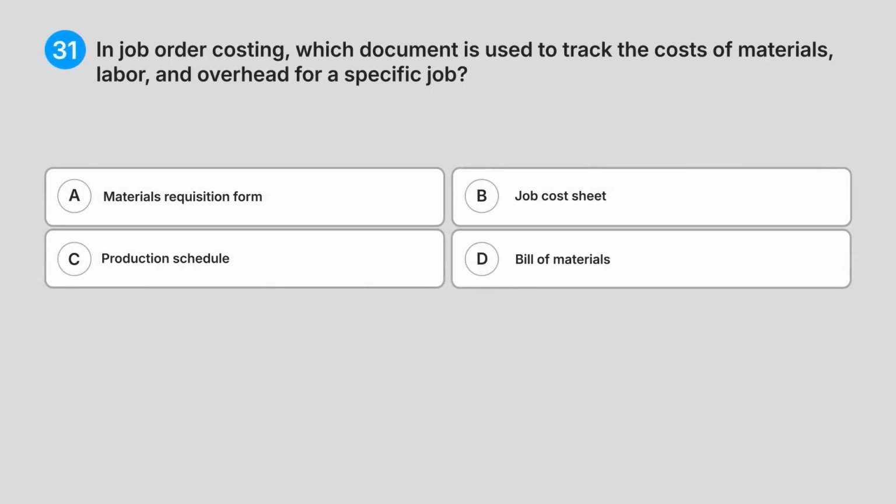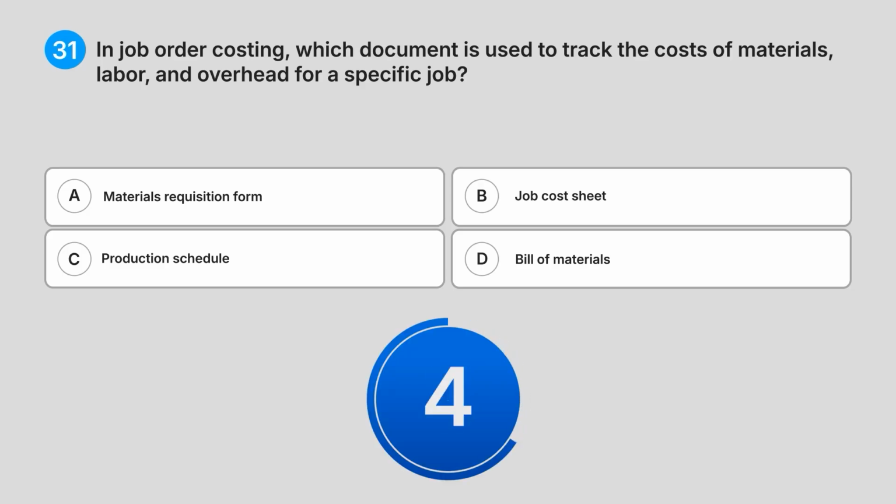31. In job order costing, which document is used to track the costs of materials, labour, and overhead for a specific job? A. Materials requisition form. B. Job cost sheet. C. Production schedule. D. Bill of materials. What do you think is the answer?